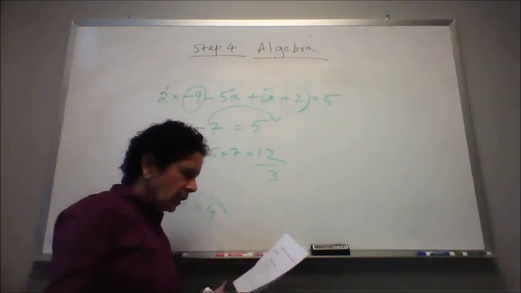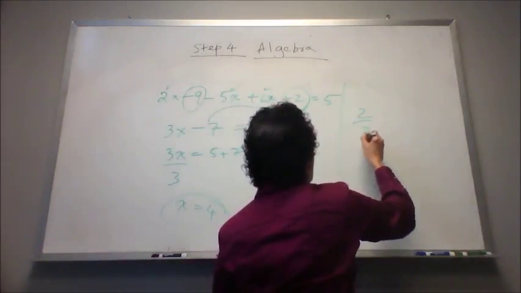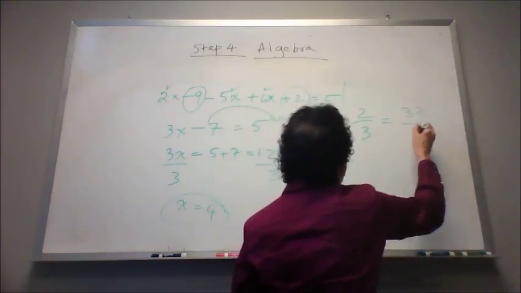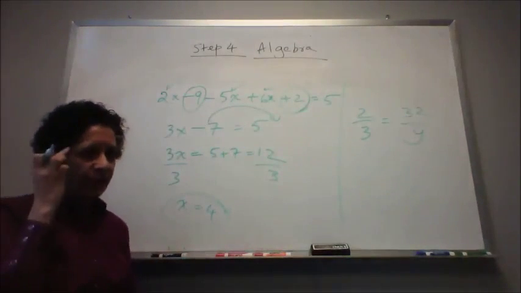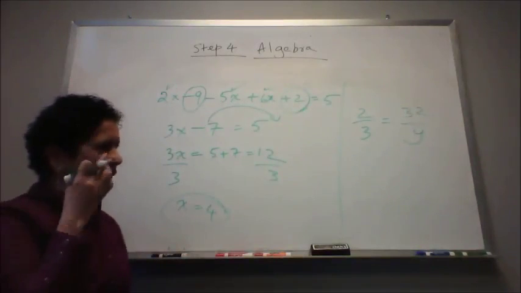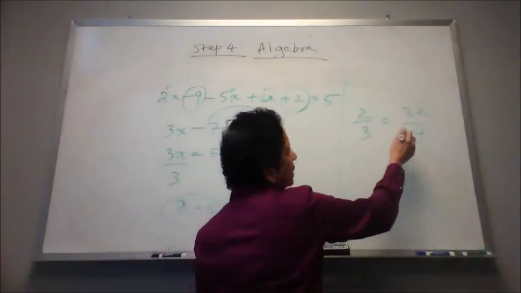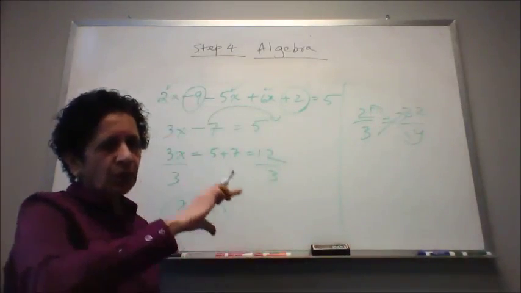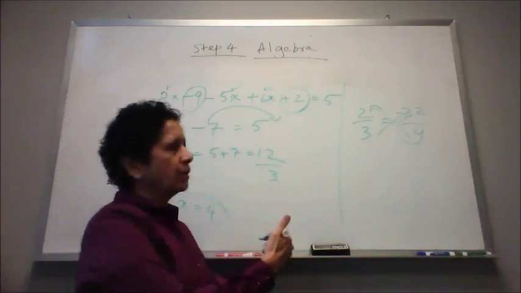With another problem, let's say they give you a problem like 2 over 3 equals 32 over y. It's kind of difficult to use common sense to see what the value of y is. But you just use cross multiplication, that's our friend. Whenever you see two equal ratios, you cross multiply, that's our best friend, right?